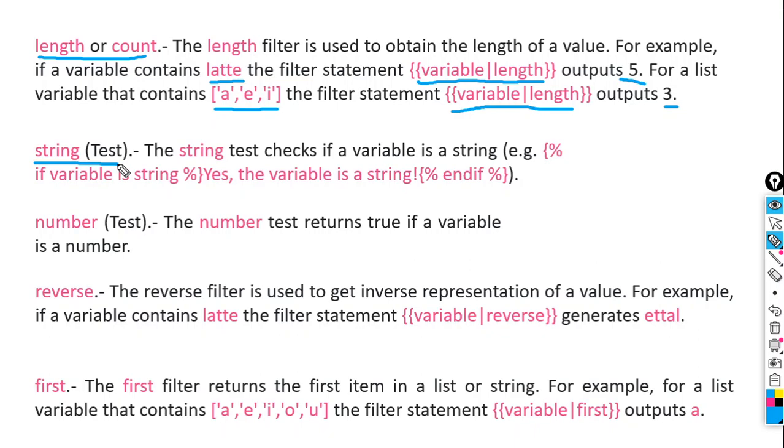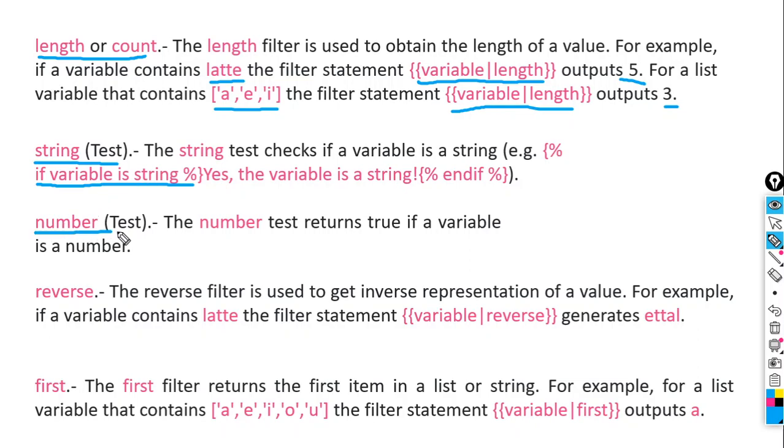With the help of this, we can check whether the input value is string or not. If that value is a string value, it will return true. If that value is a numerical value, it will return false. So we can enclose it with the if statement: if variable is string. So with the help of the string filter, we can check whether the inputted value is string or not. Okay, this is the test filter.